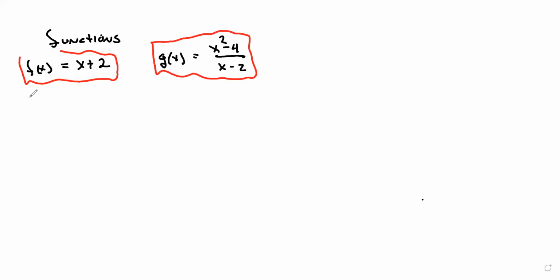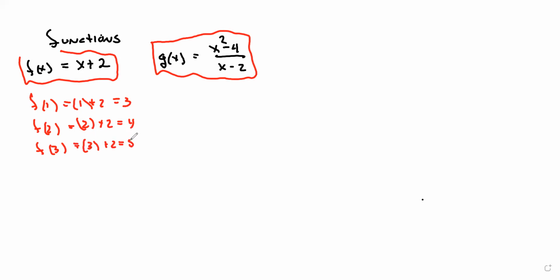And let's graph the first one. So let's see, f of 1 is going to be equal to 1 plus 2, which is going to give you a 3. f of 2 is going to give you 2 plus 2, which is going to give you a 4. And f of 3 is going to give you 3 plus 2, which is going to give you a 5. So no big deal here.